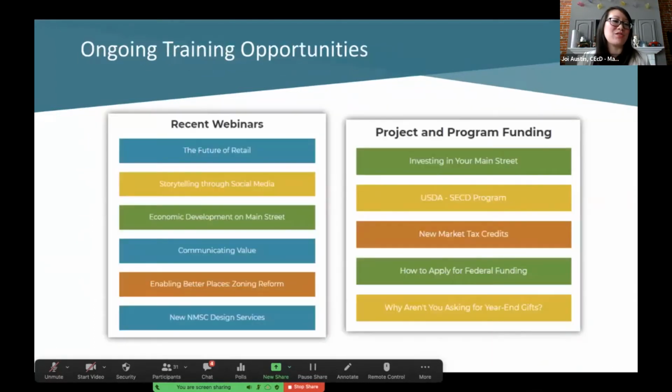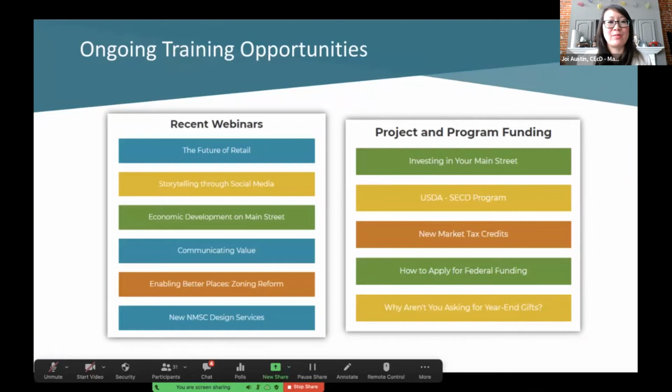The next few slides are just some things to think about in terms of ongoing opportunities. These are from Main Street America, but we do have many different webinars that we put on in conjunction with our coordinating programs. California Main Street has many training opportunities, so please make sure that you are participating with California Main Street and other things outside of this conference, because they have ways to engage throughout the year.